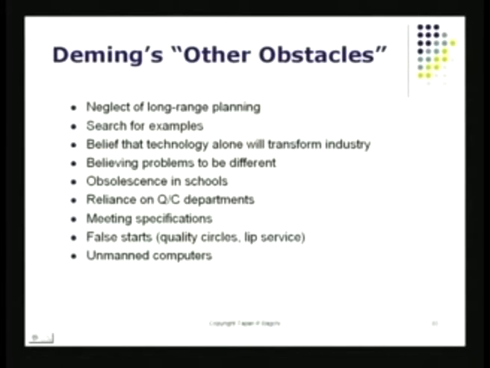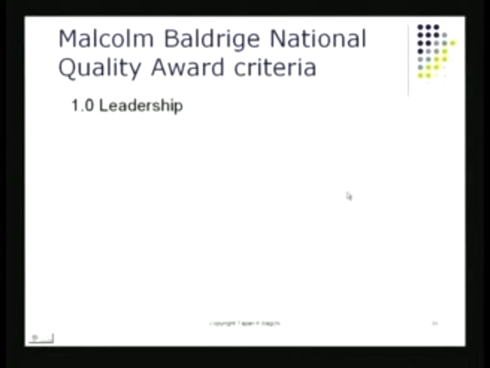Then there is obsolescence, and reliance on the quality control department, the places where inspectors assess the quality of products that have already been produced. Our emphasis in many places is on meeting specifications rather than trying to do something fundamentally different. Many times we have false starts: we start a program but do not follow through. And many times we have unmanned operations, problems where I really need some human intervention, but I do not have it.